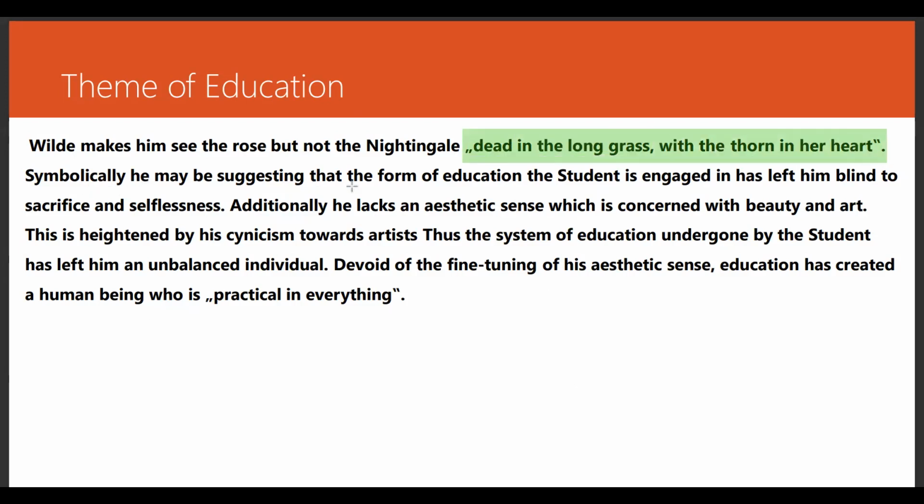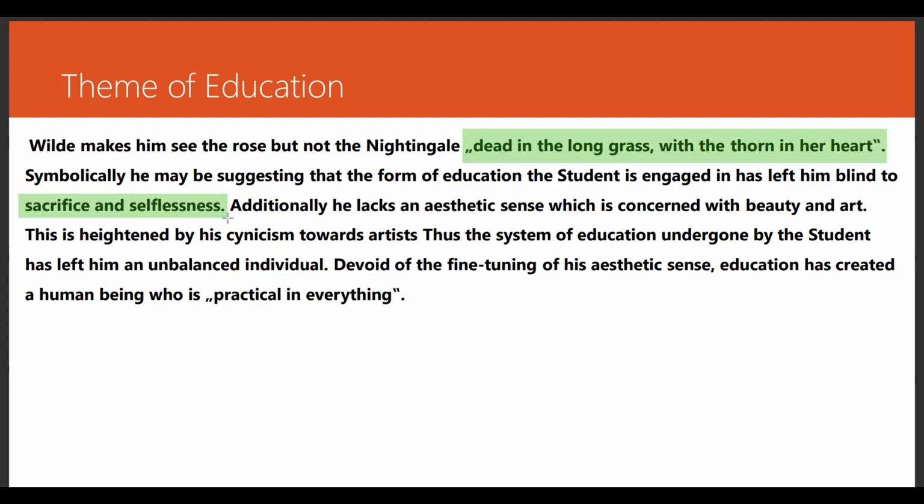Symbolically, he may be suggesting that the form of education the student is engaged in has left him blind to sacrifice and selflessness. Due to this education system, the boy did not know the meanings of the words sacrifice and selflessness because he did not care. If you remember, when the boy is really sad, the Nightingale used to sing a song, right? The boy actually heard the song, but he did not pay any attention to it, because he did not know how to appreciate the song. That is number one. These things are very important.